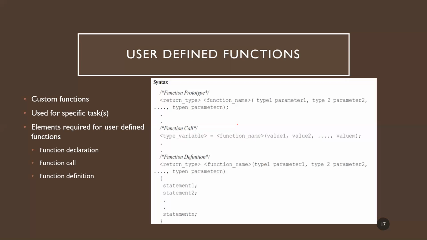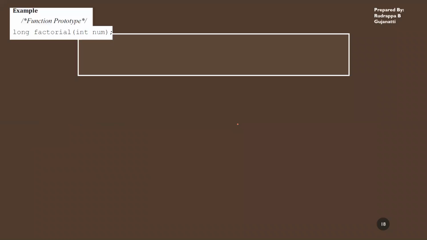So this is pertaining to user defined functions. Let us see a few examples pertaining to all these aspects we discussed, that is function call, function declaration, and function definition. Here is an example of a function prototype, or what we call function declaration. We specify the return type, so this function will be returning data of the type long integer. The name of this function is factorial, and it will be accepting one parameter which is of the type integer.